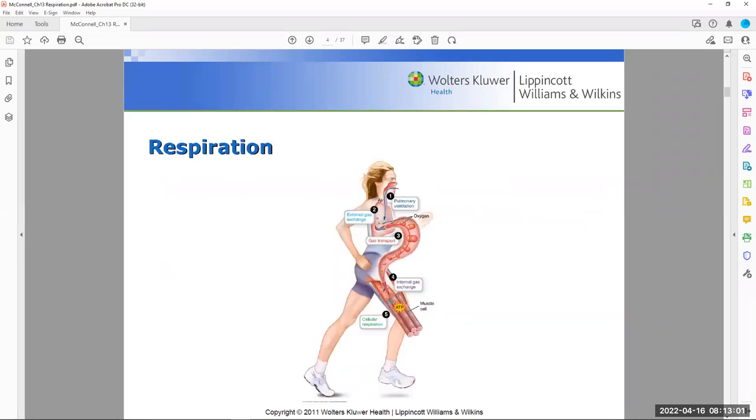And why do we have two lungs? Why not just one lung? One word beginning with B. Reading. Yeah, that is true. Yes, yes. But as to why?